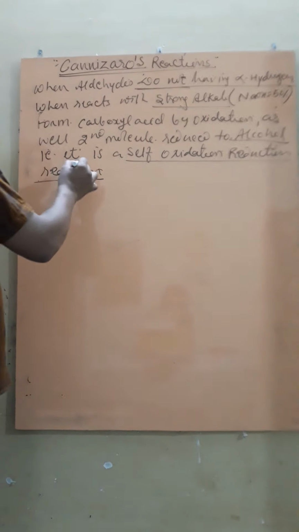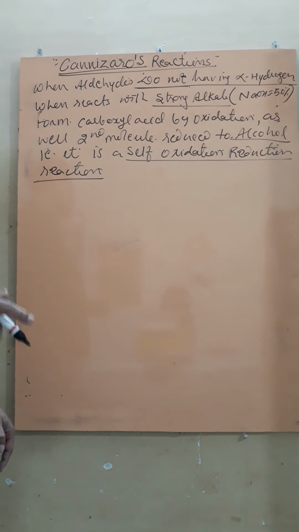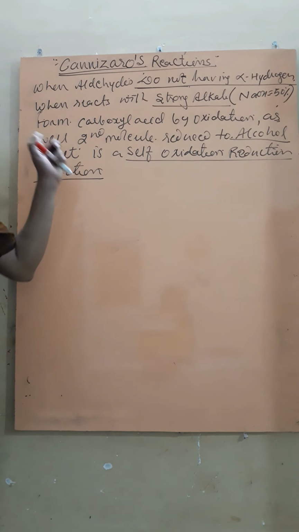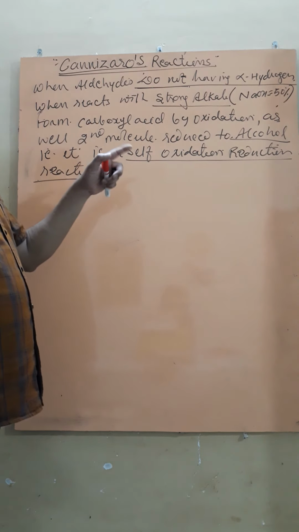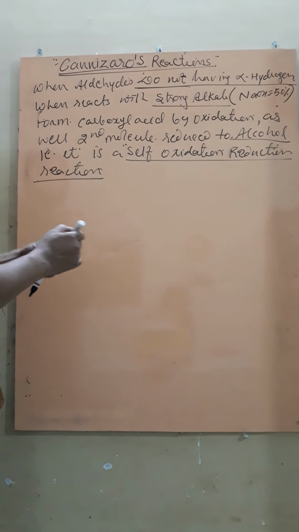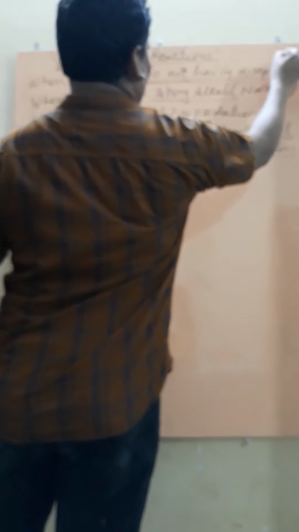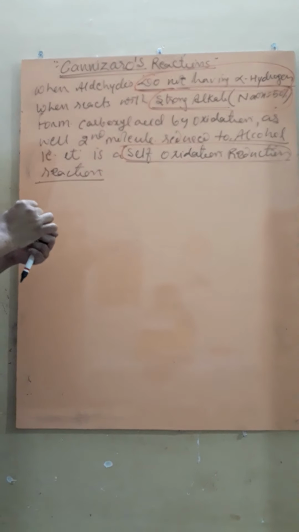Such a reaction, student, like in disproportionation reaction, the same molecule is getting oxidized as well as reduced. Here one compound is getting oxidized, while the other same compound is getting reduced. Therefore called self oxidation reduction reaction. What are the important things which you have to learn and remember? First condition is do not have alpha hydrogen, second condition is strong alkali, NaOH or KOH 50%, and self oxidation reduction reaction. So these three are very important parts.